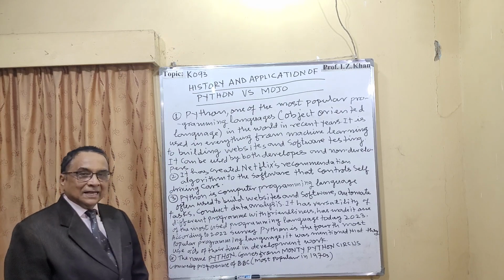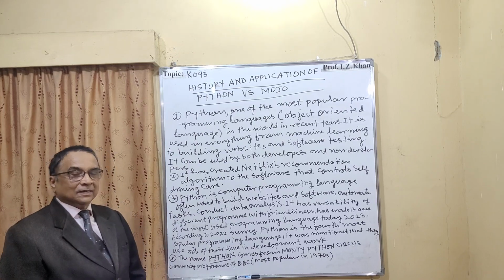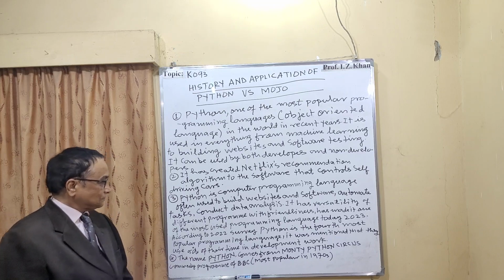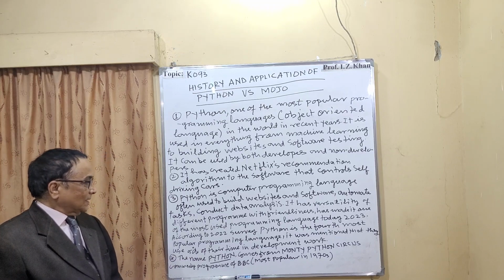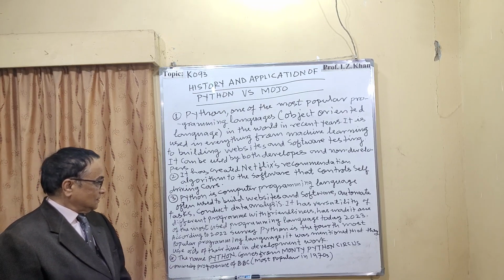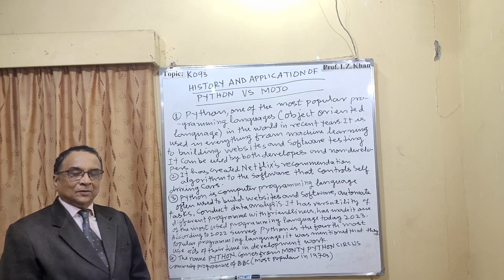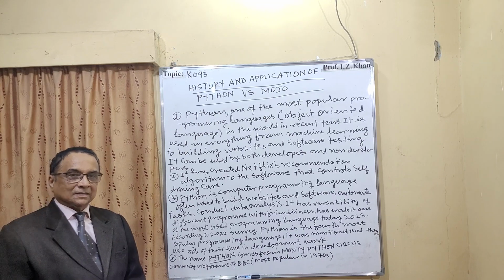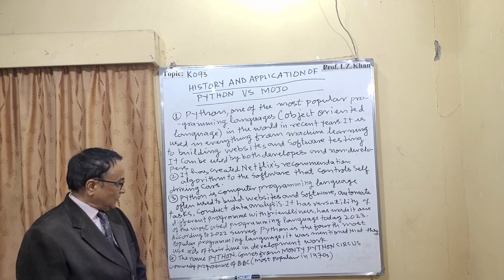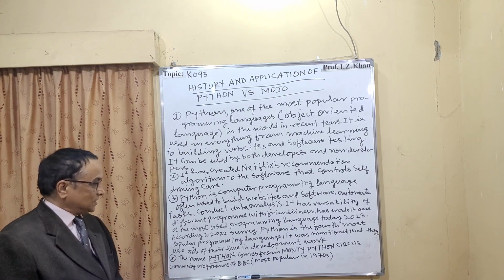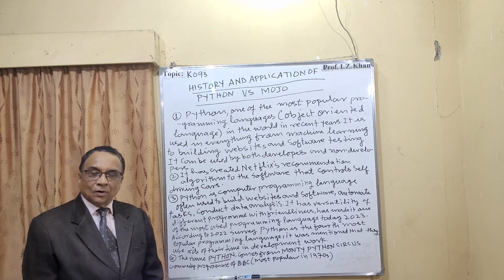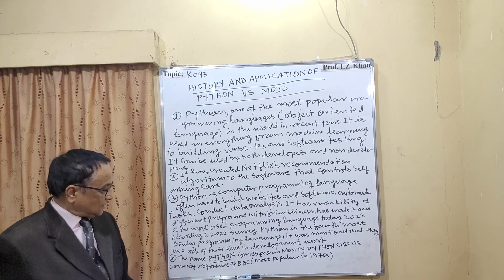Number 4, the name Python, I have already told you in the beginning, came from the Monty Python circus. It was a very, very popular comedy circus in the 1970s. From there, there was a BBC program, and the Python word was picked, and I have already told you.